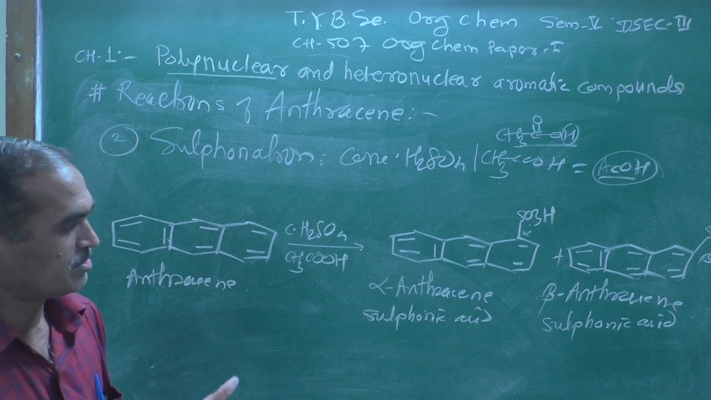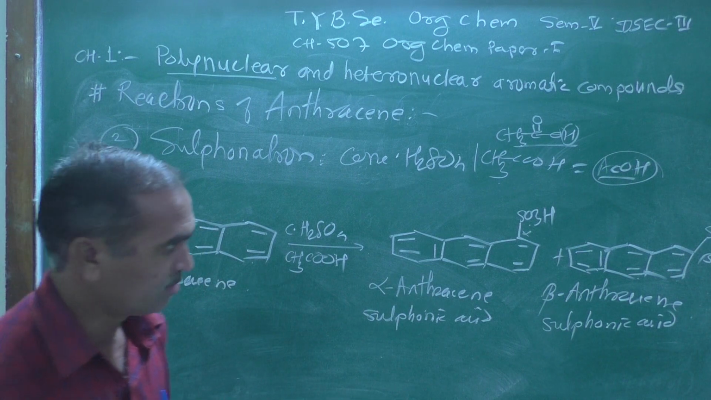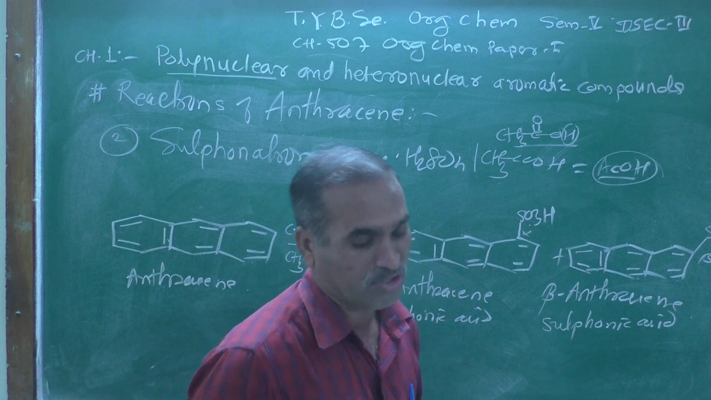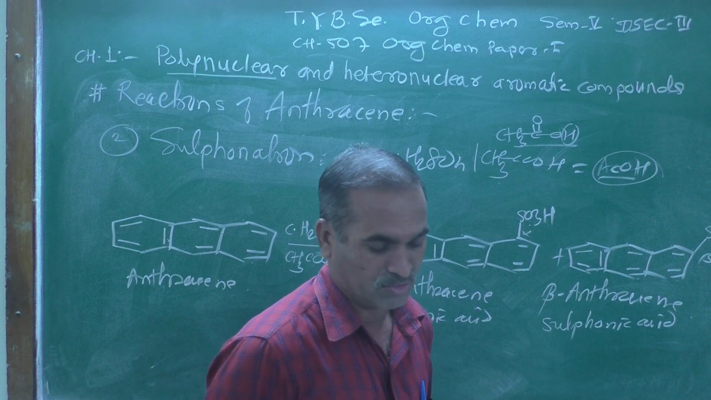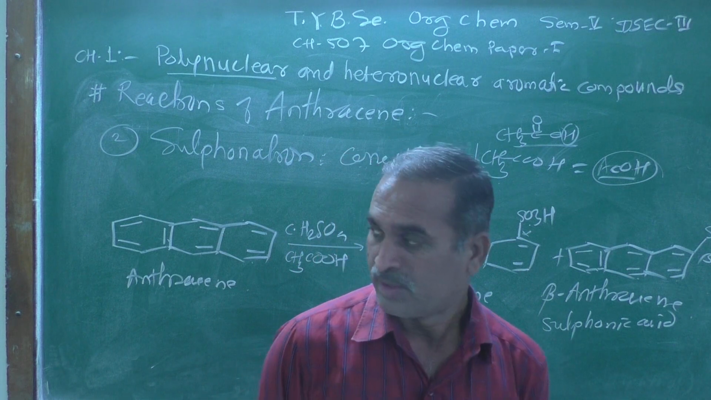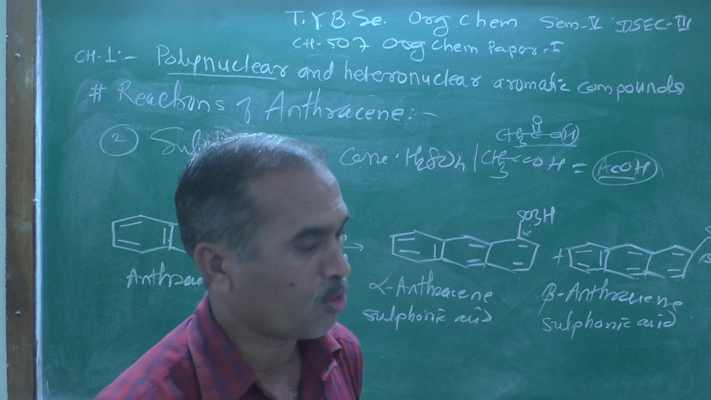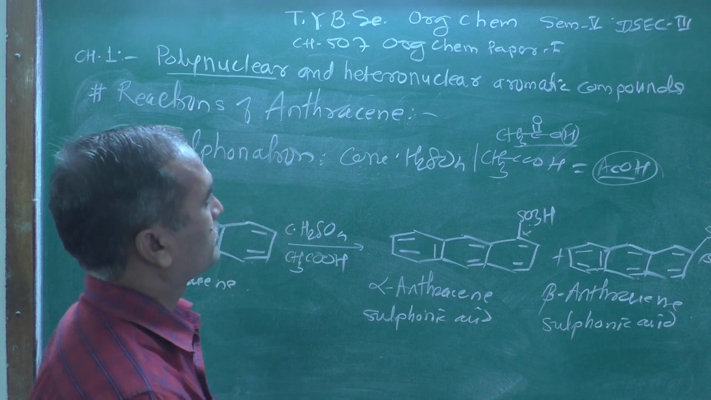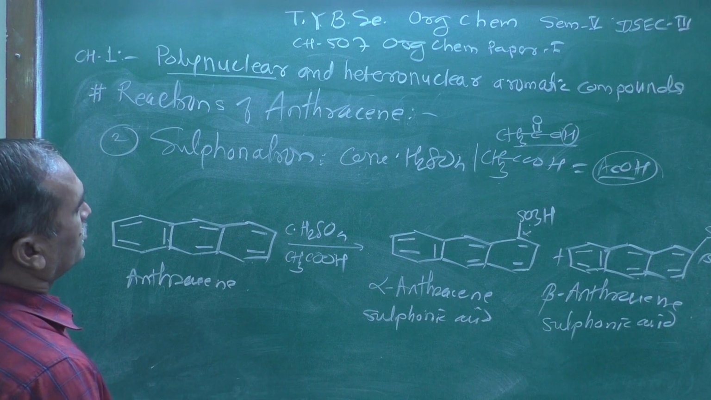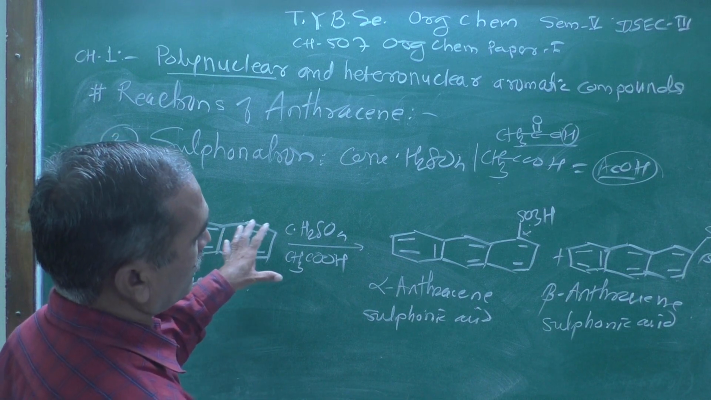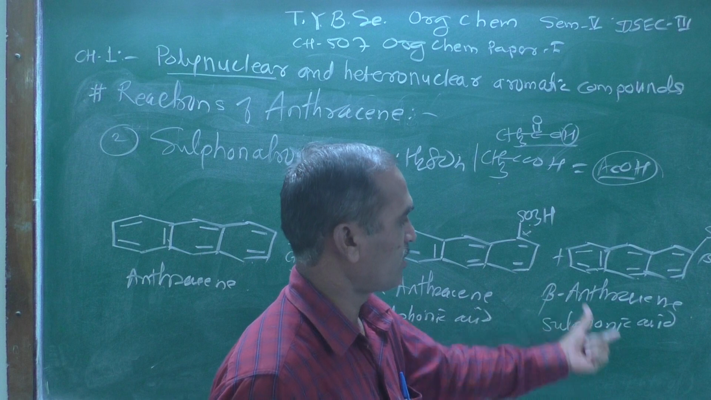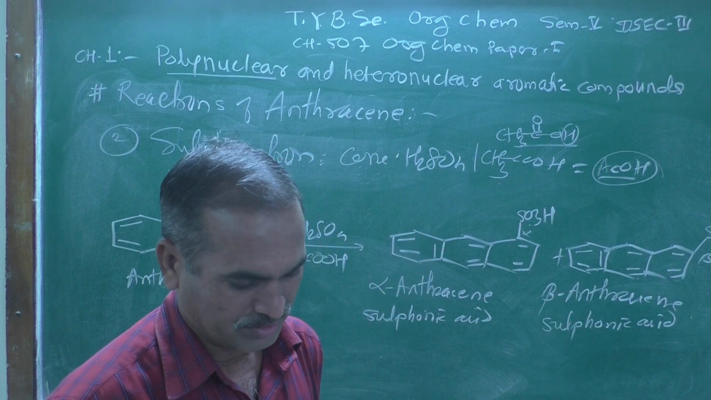One is alpha anthracene sulfonic acid, another one is beta anthracene sulfonic acid, and we are again getting a mixture of products with that sulfonic acid. And as I already told you, when mixtures are obtained, there is a problem of separation. So this is one way of getting alpha anthracene sulfonic acid and beta anthracene sulfonic acid.